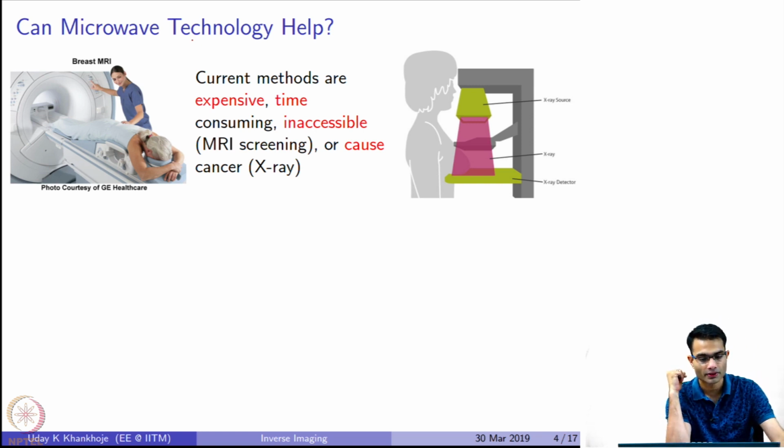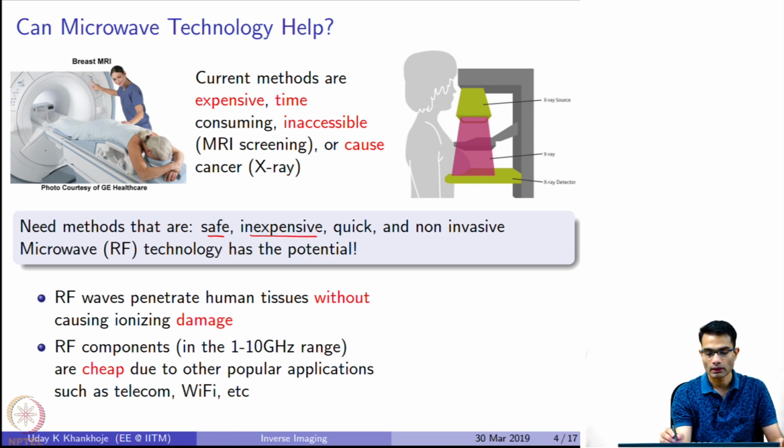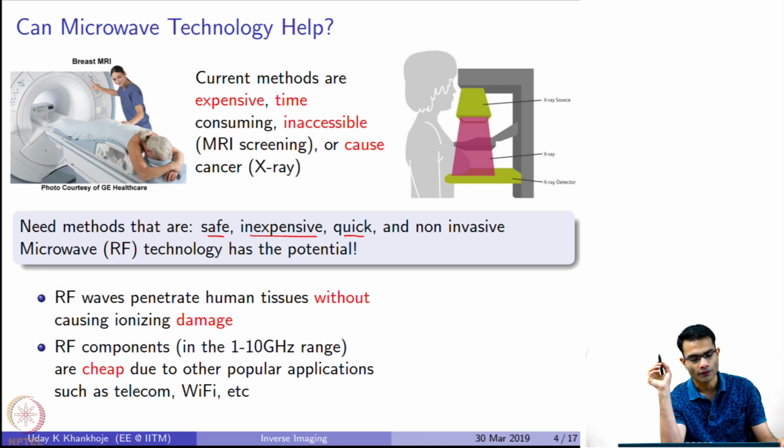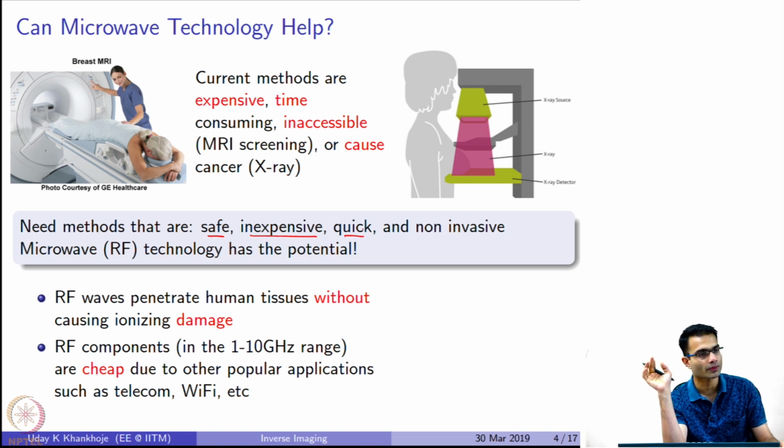So here is the question: can microwave help us in any way? Of course we need methods that have to be safe, meaning no radiation damage, and if this big divide between rural India and urban India has to be bridged, then it has to be inexpensive and quick. Of course, non-invasive is something that everyone wants. I don't want to have a biopsy done every time I want to check for this. So non-invasive is a no-brainer. We want non-invasive.